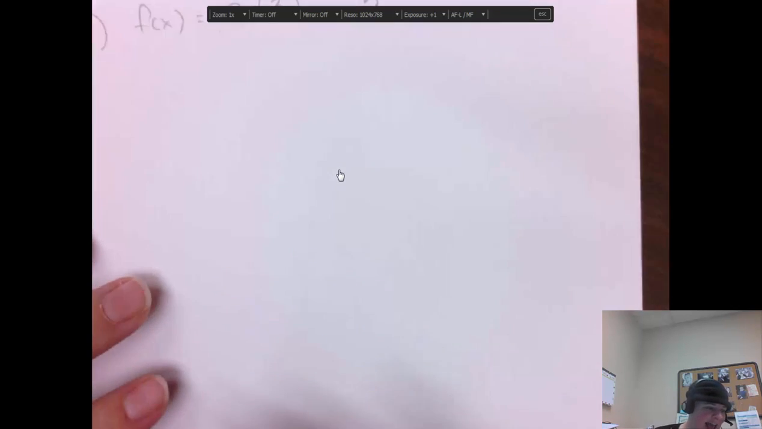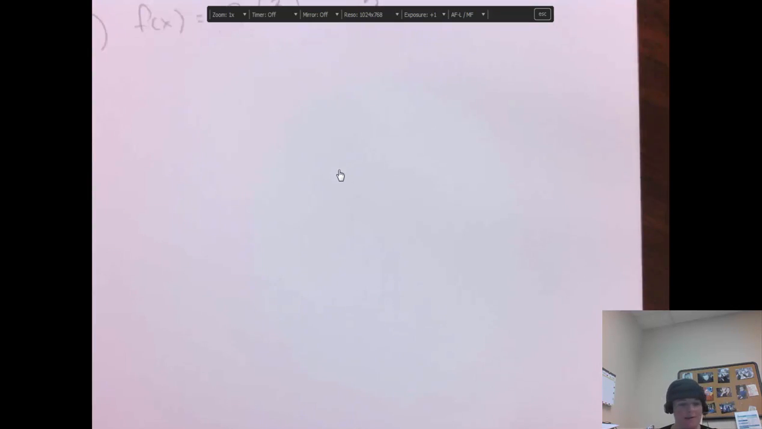But let's look at a word problem. Hopefully we can read my word problem straight off here because I don't really want to write it up.